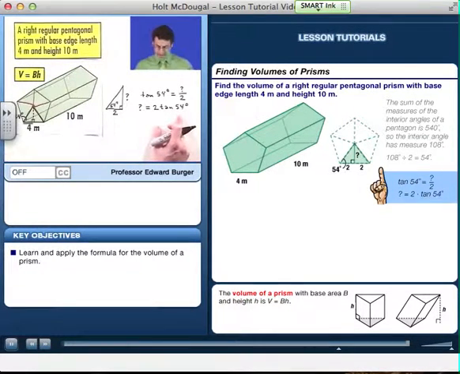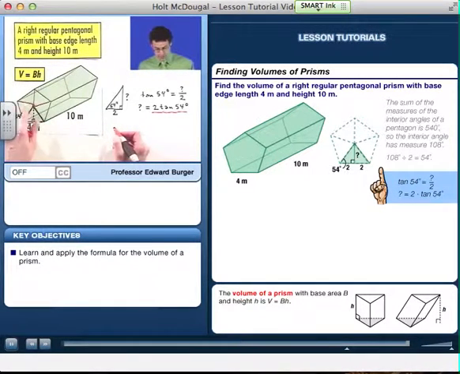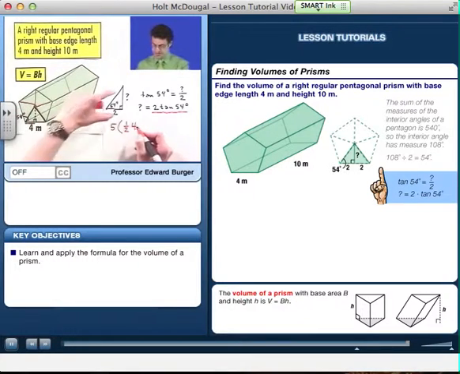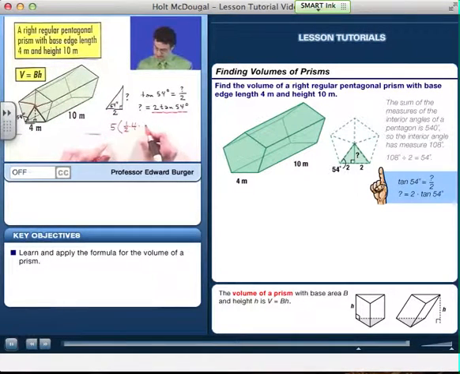Phew! Okay, well, now that I know that, everything else is going to be easy. That was the hard part. So if you survive that, then we're in great shape. Because what's the area of the base? Well, the area of the base is going to be, how many triangles do I have? 1, 2, 3, 4, 5. So 5 times the area of each of these triangles, which is 1/2 the base, which is 4, times the height, which is exactly the question mark we just figured out, which is 2 tangent of 54 degrees.